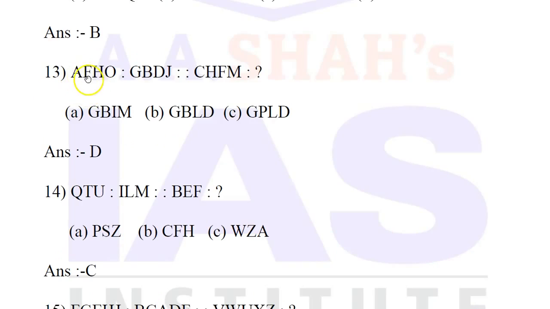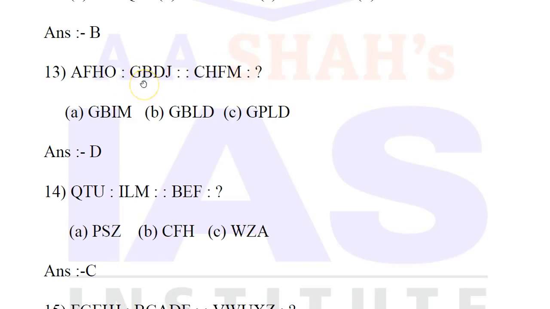13th question. You have AFHO is to GBDJ. So now CHFM is to what? So now here if you observe carefully, A plus 2 is C, F plus 2 is H, H minus 2 is F, and O minus 2 is M. The same thing here, GBDJ.